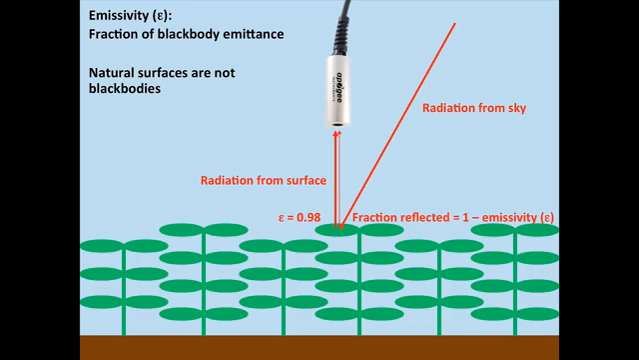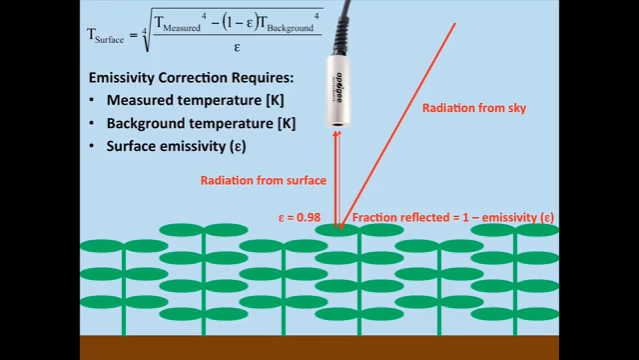Typically, the sky temperature and the surface temperature are much different, and so we have to account for this reflected fraction in order to get an accurate measurement of the surface temperature. In order to do so, we need an estimate or measurement of the surface emissivity, an estimate or measurement of the radiation coming from the sky, in addition to our measurement of the surface temperature.